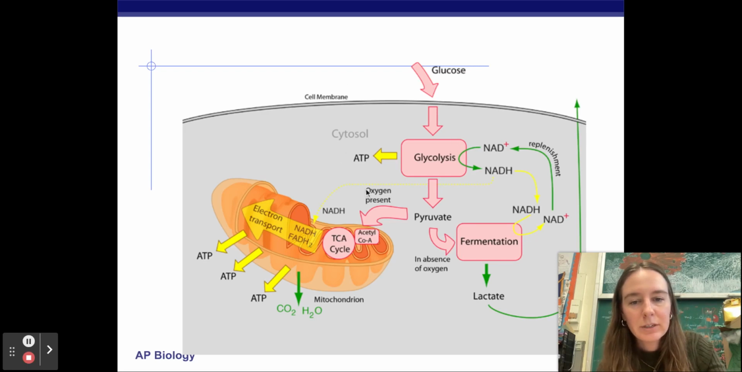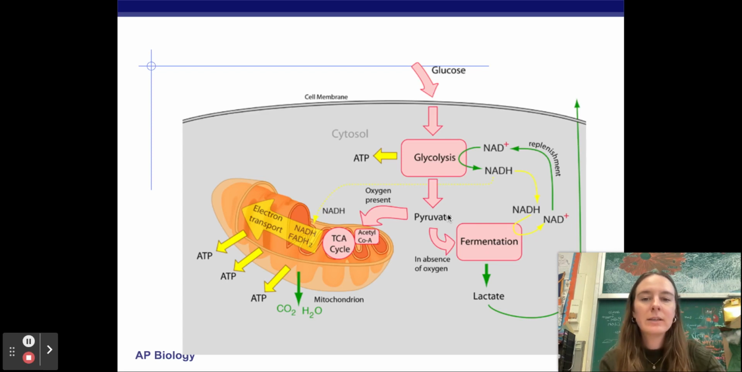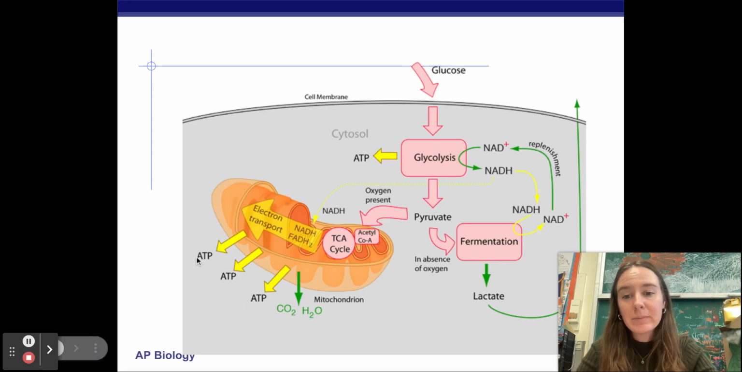Now, in this process, you're also going to generate a little bit of ATP, 2 ATP molecules from breaking down glucose. Okay, now you have this pyruvate molecule. If you have oxygen present, this pyruvate will go into the mitochondria, and basically you're going to continue to chop it up. You're going to continue to oxidize your molecule. You're going to chop up those hydrogens, remove those electrons, and pass them other places. And eventually, your whole goal is going to be to make some ATP.